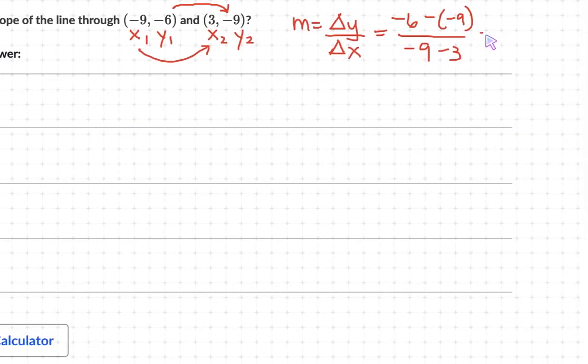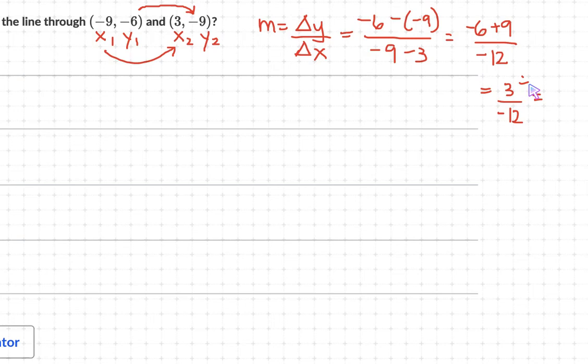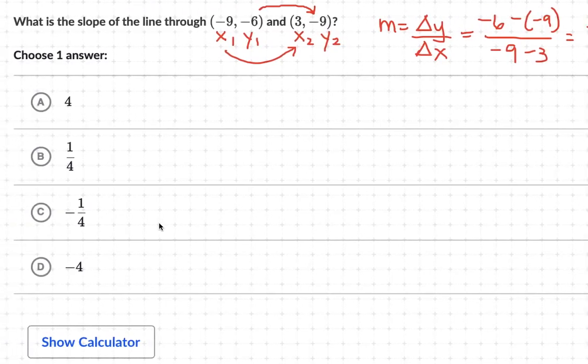Negative 6 minus negative 9 becomes negative 6 plus 9, because those two negatives become a plus. Negative 9 minus 3, there's two negatives, so it becomes negative 12. And the top one is a subtraction. Negative 6 plus 9 is a positive 3. So it becomes 3 over negative 12. If I reduce that and divide top and bottom by 3, I get 1 over negative 4. Okay, so then it makes my answer this one right here.